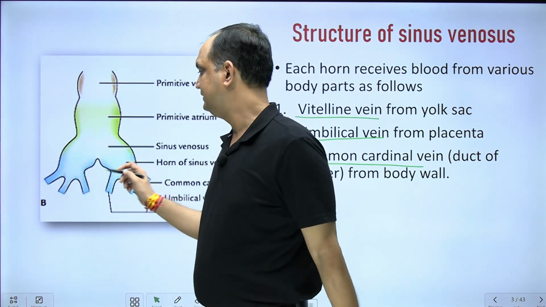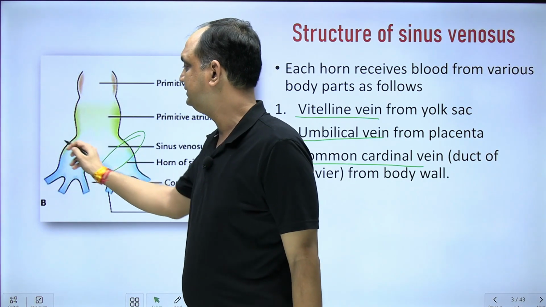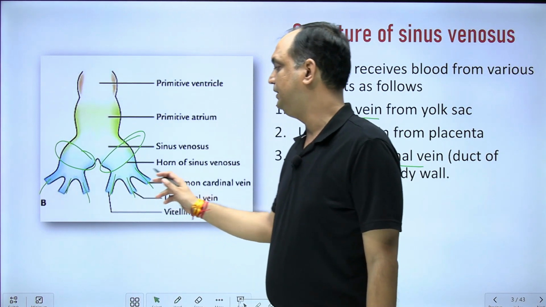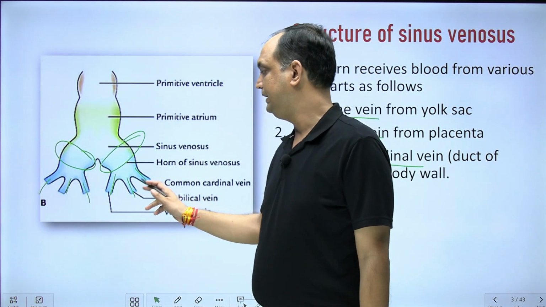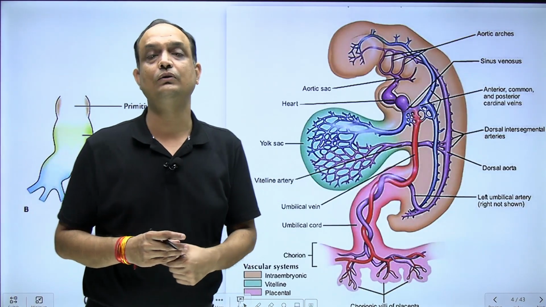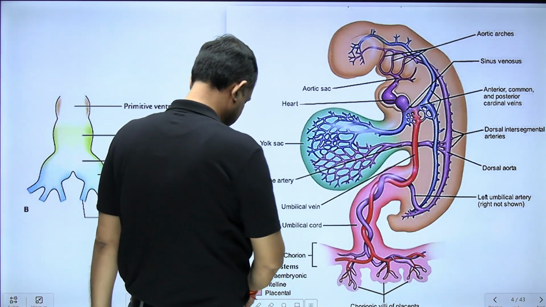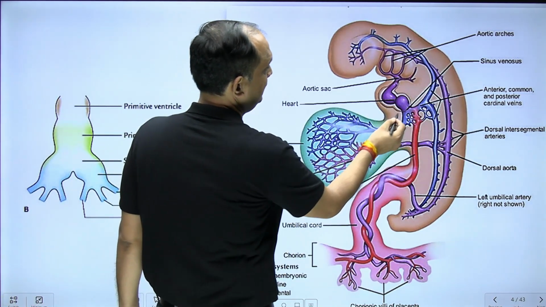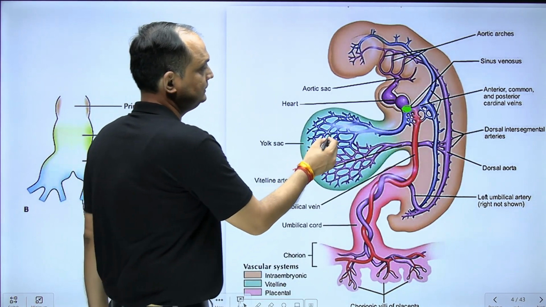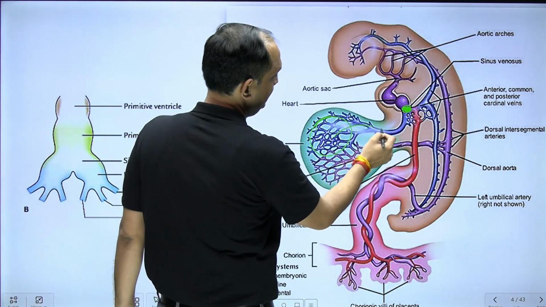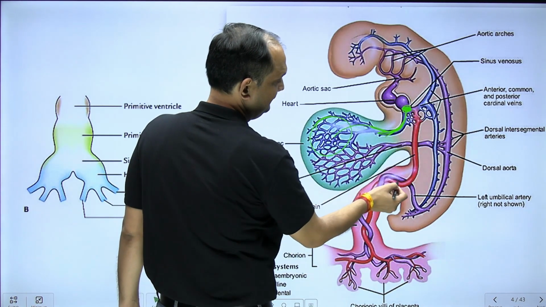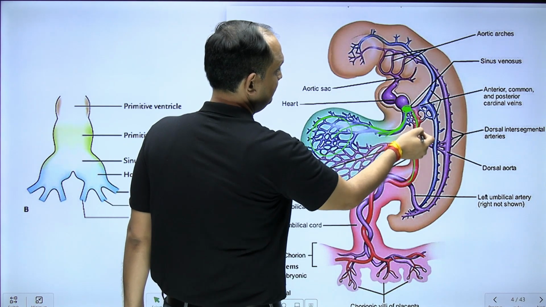So here you can see that this is one horn, this is the other horn, and every horn has three veins. When you see the sequence from medial to lateral, it is vitelline vein, then umbilical vein, and then the common cardinal vein. Now in this image, in this profile view, you can see this is your sinus venosus and it is receiving the three veins. This is your yolk sac, and from this capillary plexus the vein is going, this is your vitelline vein. Here this is your placenta, and from the placenta this vein is going, this is your umbilical vein.